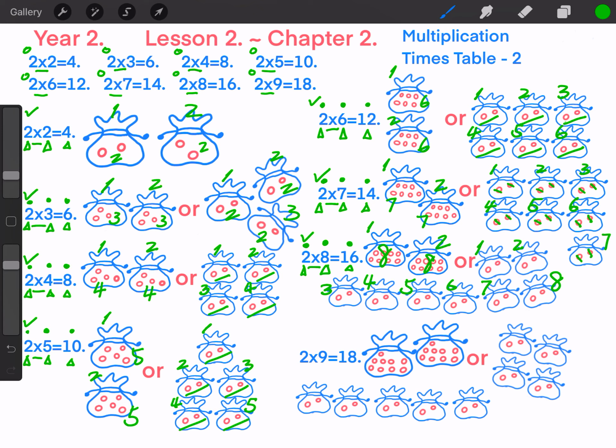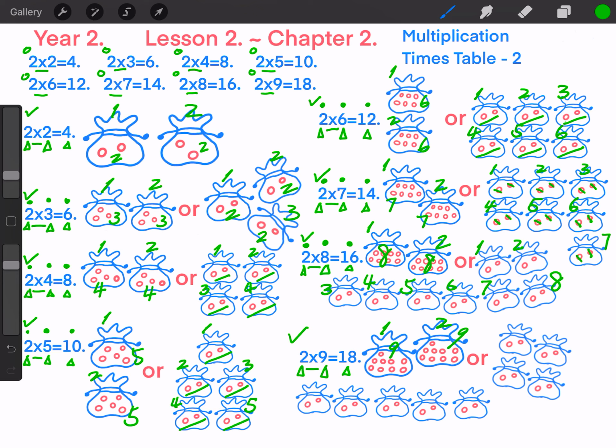Last one. 2 times 9 equals to 18. Again, first possibility, there are 2 bags. Bag 1, bag 2. In each bag, there are 9 marbles. 9 marbles in bag 1. 9 marbles in bag 2. So totally we have 18 marbles.